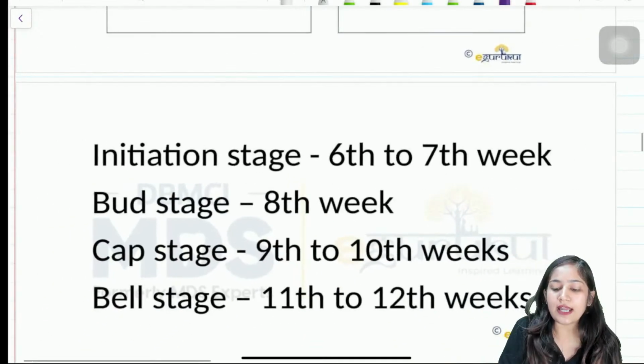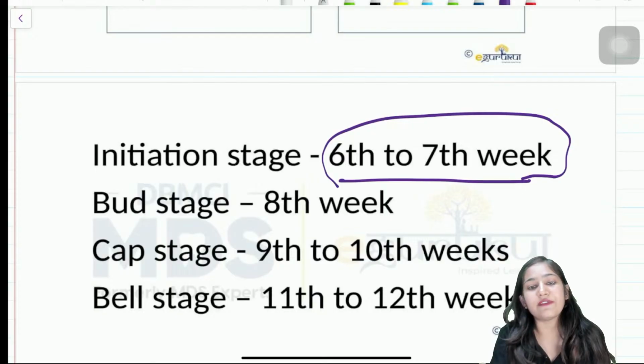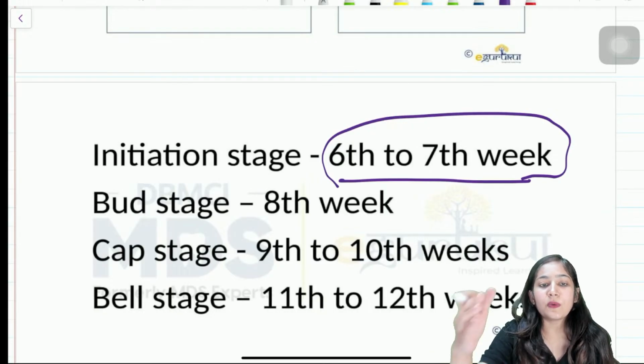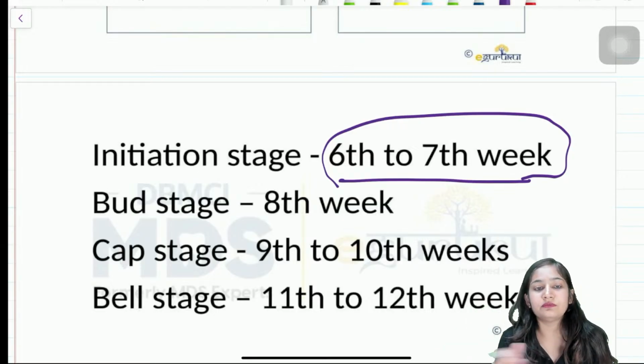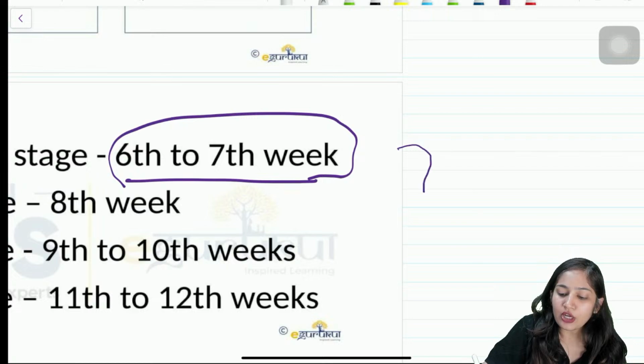Initiation stage starts at 6th to 7th week. As we have recently seen, what was happening in this 6th to 7th week? Can anyone answer this? What was happening during the 6th to 7th week? Cells were proliferating, leading to the formation of band, primary epithelial band. So after that, again the cells will proliferate and they will form a bud-like structure.